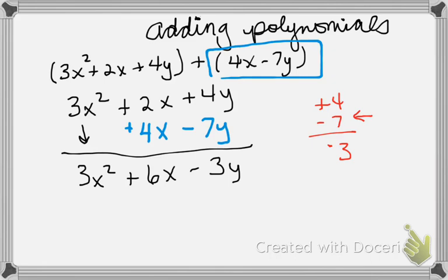Okay, I can't combine any other like terms. I can't mix any of these up. So I can't put the x squared with the x because they're two different terms. In my class, I call the terms like family members. You can't put the x squared family with the x family, and you can't put the x family with the y family. They're different families. You just don't mix them. So this is our answer for adding polynomials.